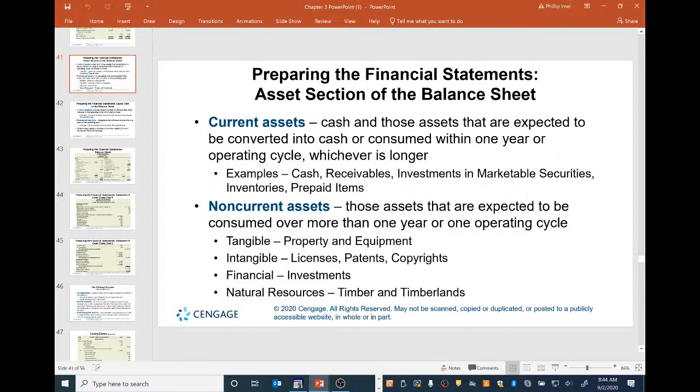So now non-current assets are those assets that are expected to be consumed over more than 1 year or one operating cycle.